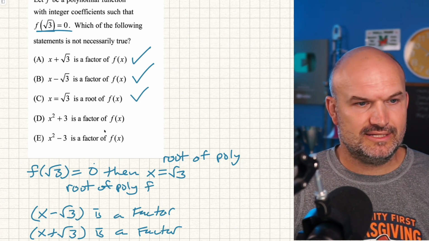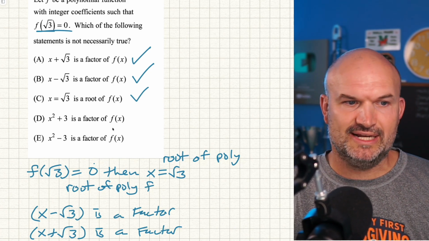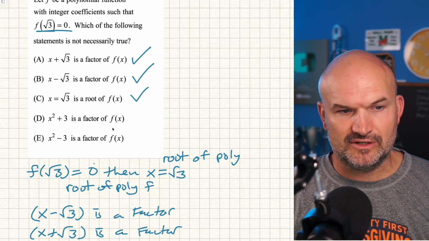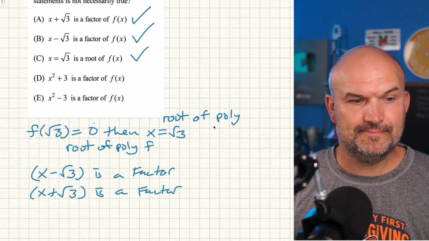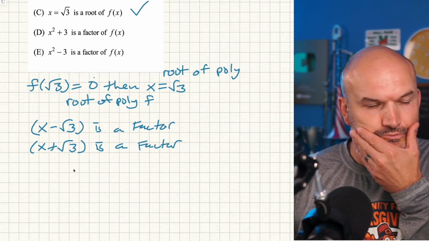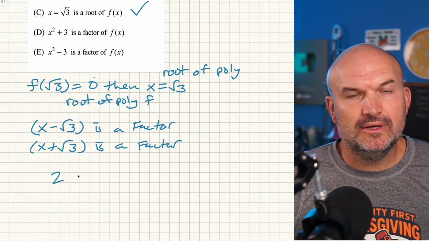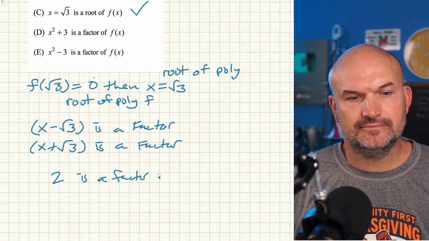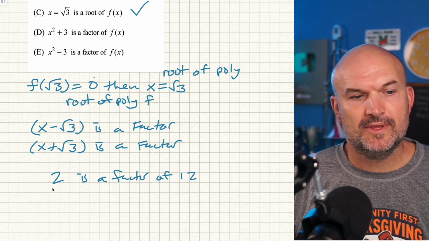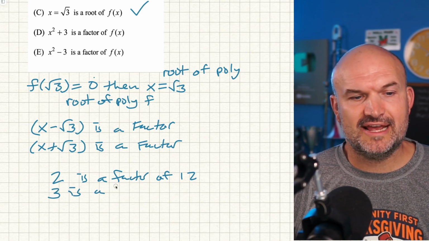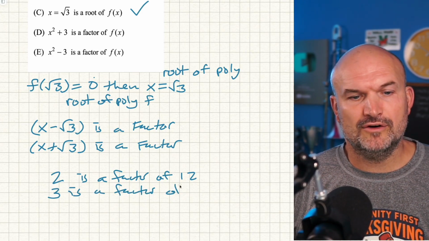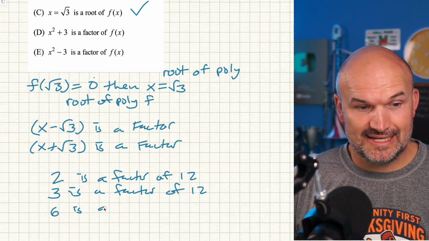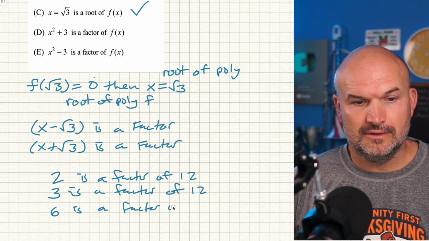Now here is an interesting one. x squared plus 3 is a factor of f of x, or x squared minus 3 is a factor of f of x. All right, I know what they're doing. So here's the way I look at this. 2 is a factor of 12. Agreed? 3 is a factor of 12. 2 times 3 is 6. 6 is a factor of 12.